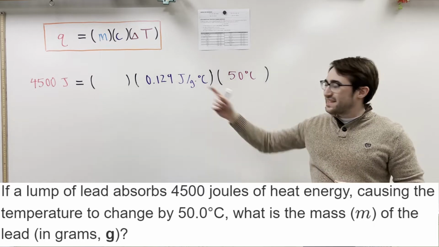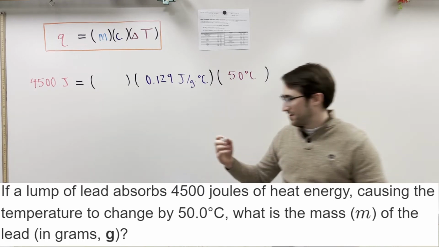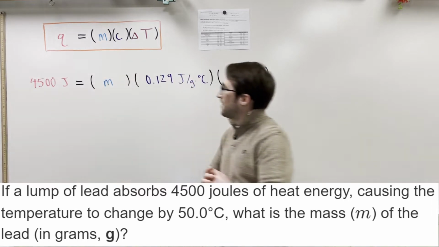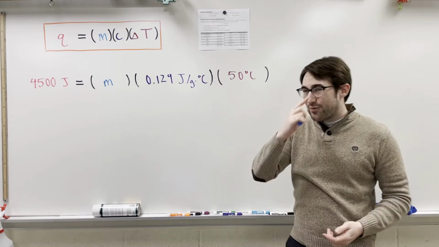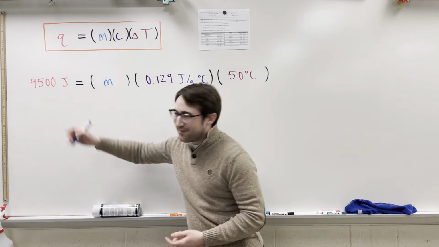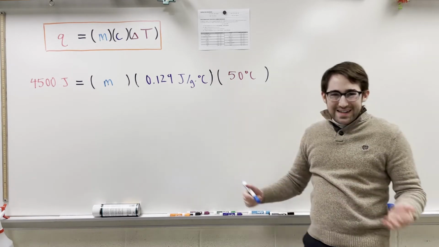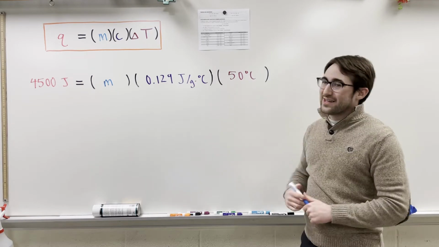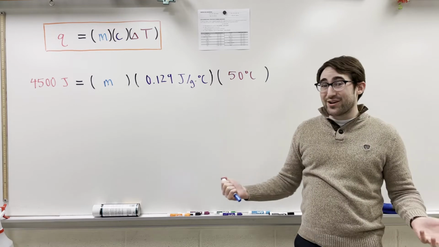Okay, so what I'm missing is the mass. I want to know what the mass of this piece of lead is in grams. Now, like I said, most of the time practically in chemistry, we are trying to solve for the amount of heat that's being absorbed or released. But it is good to know how to use the heat energy to calculate something else, like in this case, the missing mass. This is just basically an algebra problem.